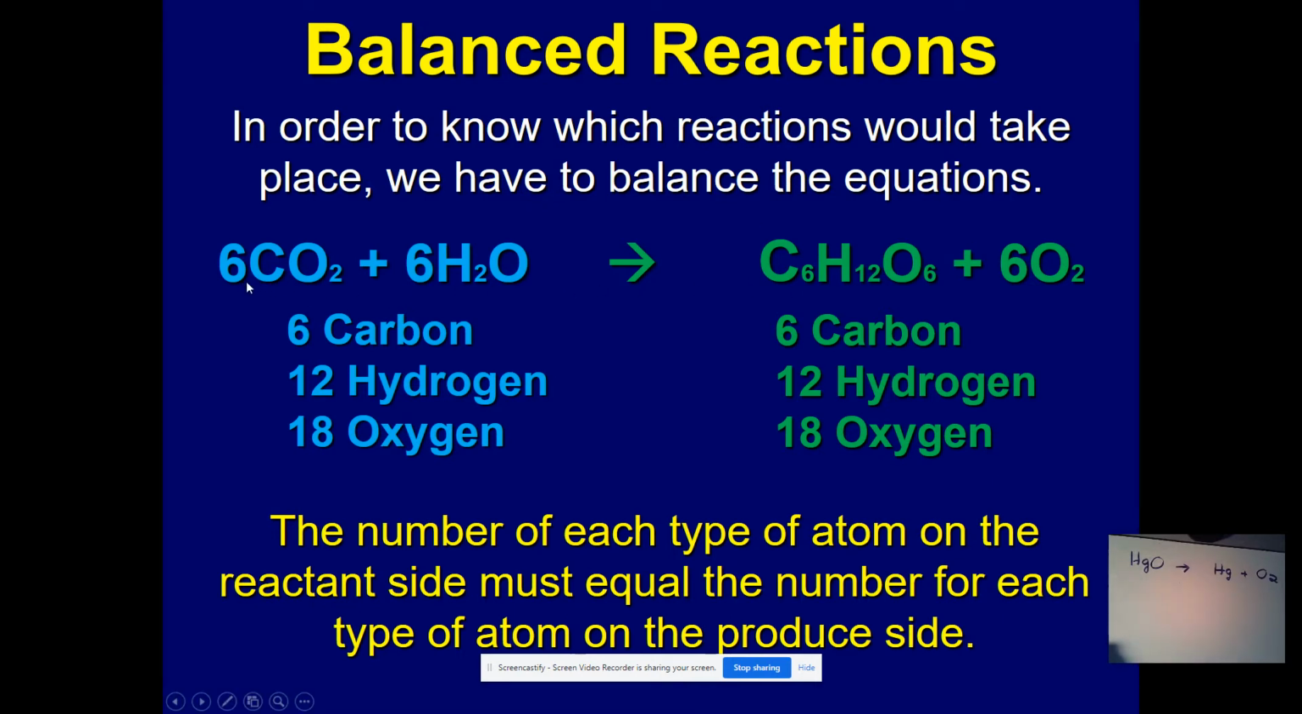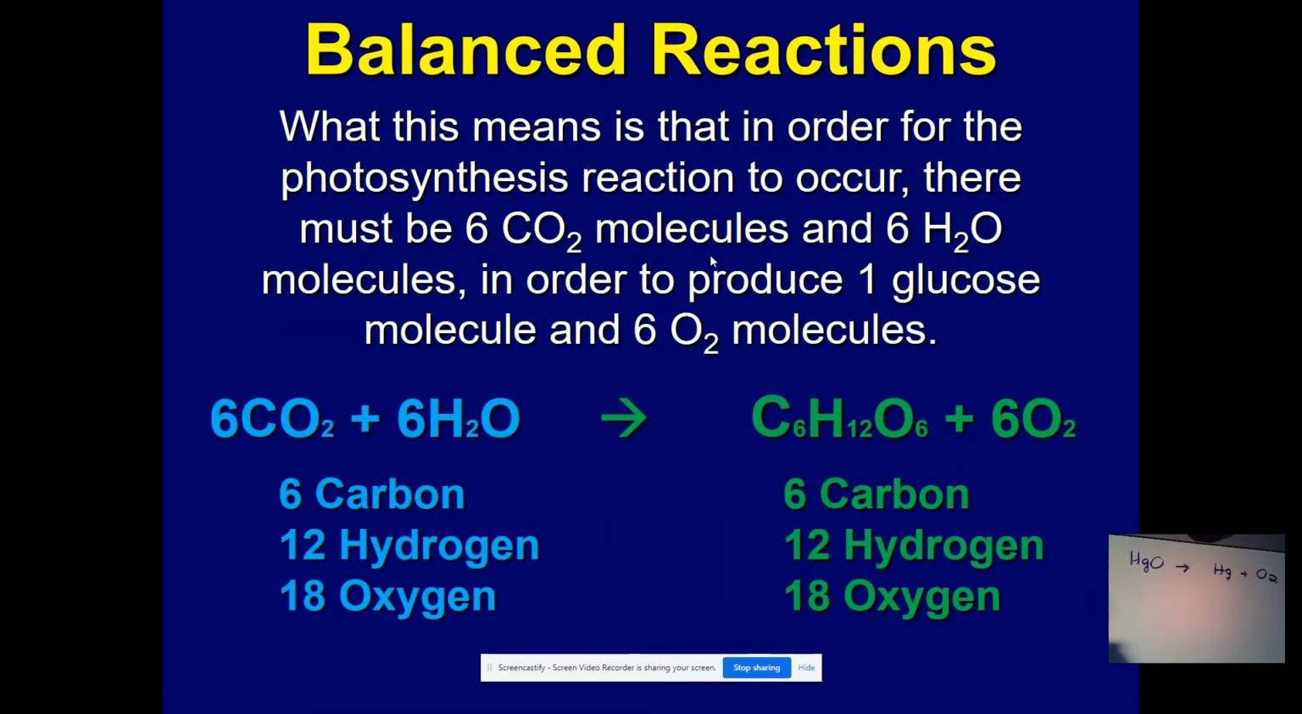Here we can see that there are 6 carbon dioxide molecules, or 6 carbon atoms, 12 hydrogen atoms, and 18 oxygen atoms on the reactant side. And over on the product side, there are 6 carbon, so they're equal, 12 hydrogen, and 18 oxygen. This reaction is what actually does take place. In order to produce glucose and oxygen, there must be 6 carbon dioxide molecules and 6 water molecules. Otherwise, the reaction won't take place because you won't be able to make that glucose. That's why we have to have balanced reactions in chemistry.